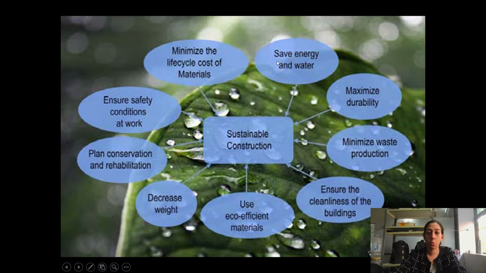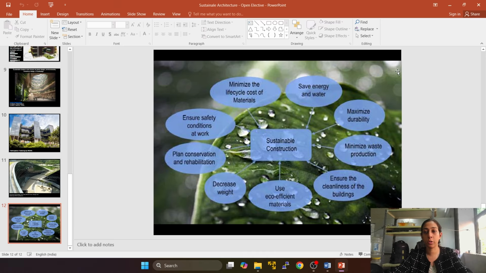Save energy and water, maximize durability, minimize waste production, ensure the cleanliness of the building, use eco-efficient materials, decrease weight, plan conservation and rehabilitation, ensure safety conditions at work, minimize the life cycle costs of the materials. All these we will be looking at in detail during the elective class. With this, we come to the end of the introduction.